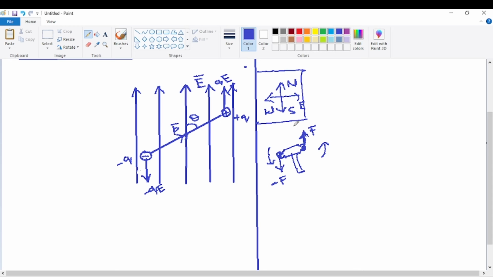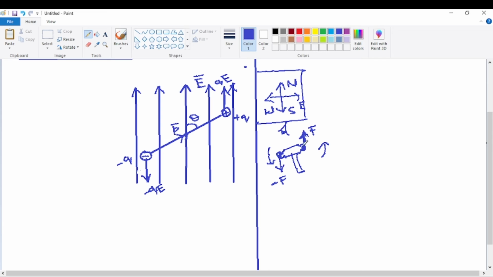So as seen from the top, for example, the force is acting in this direction, F, and minus F is acting opposite. So from the top, this object turns anti-clockwise in this situation. As we see from the top, it turns anti-clockwise this way.